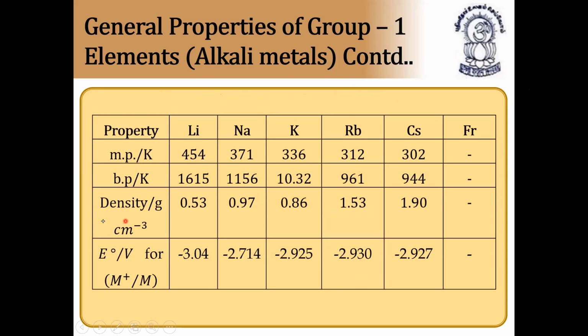Melting point, boiling point, density. So melting point, lithium 454, 371, 336, 312, 302. So as we go down the group, the melting point decreases. And boiling point, as these are all metals, they are present as solids, so they have melting points as well as boiling points. The boiling point is high. As we go down the group, the boiling point also decreases, that is 1615 kelvins, 1156 kelvins for sodium, then 1032 kelvins, 961, 944.